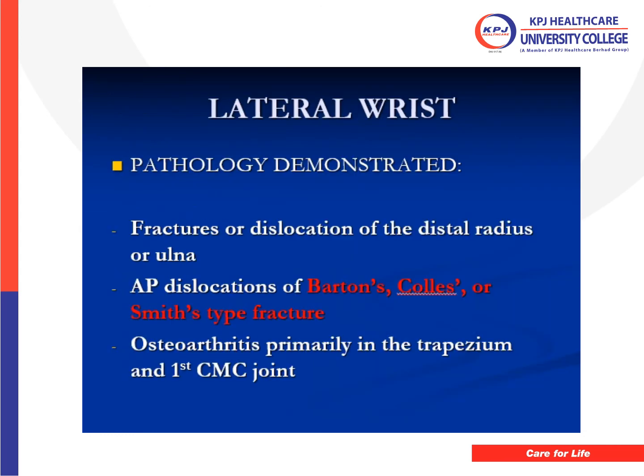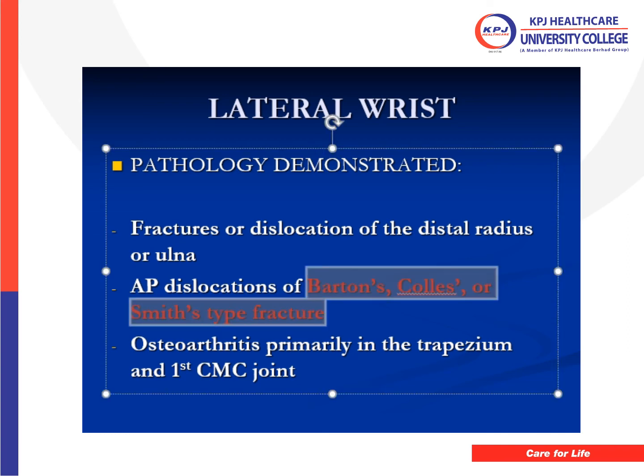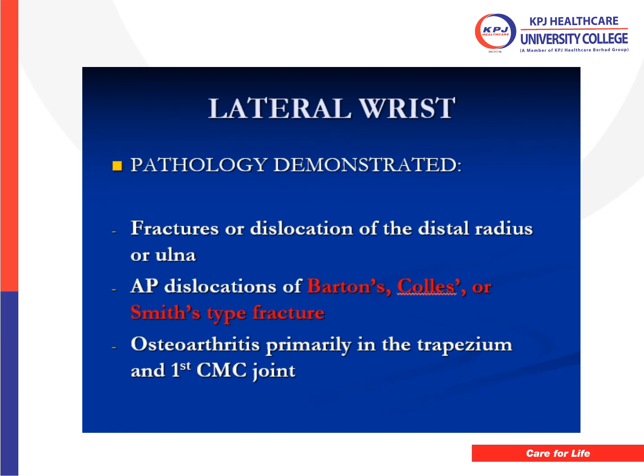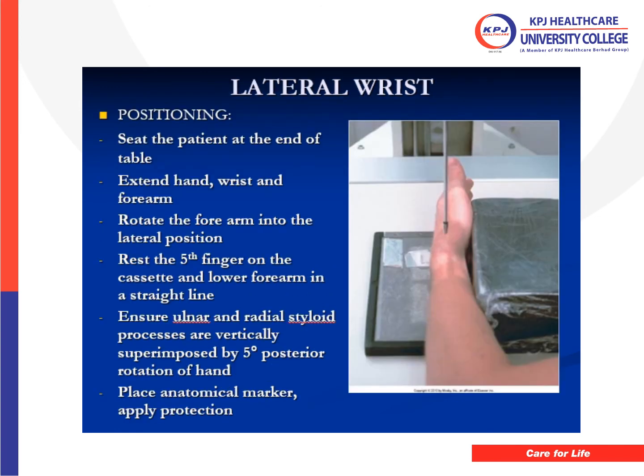Okay. Bilateral demonstrated for the lateral wrist. Pathology is about the same as well. You can see, and specific to buttons, Colles or Smith type of fracture. Okay, go search for this kind of fracture. We'll discuss later, in the later session. And as well osteoarthritis, primarily in the trapezium and first metacarpal joint. CMC is the carpal metacarpal joint. And lateral side, this is the projection. Okay, placing of the marker, and then you place immobilization aids here.